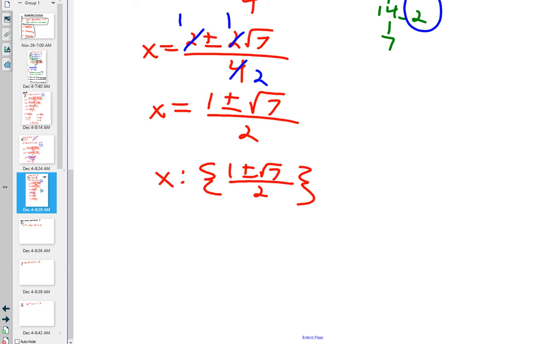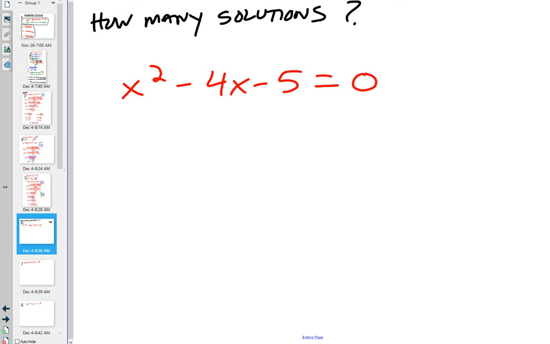Any questions there? So, all right, on these now, we're not going to actually solve these. We're just going to figure out how many solutions we have. The approach we're going to take is the exact same thing as if we were going to solve it, though. What's the first step say to do? Make the equation equal to 0, which here has already been done for us. Identify A, B, C.